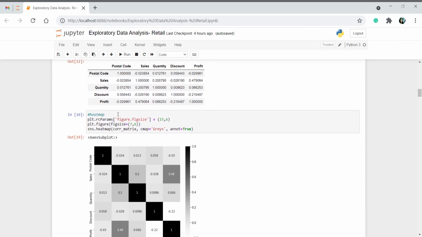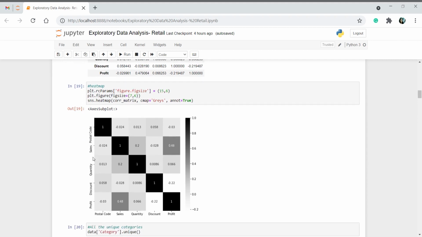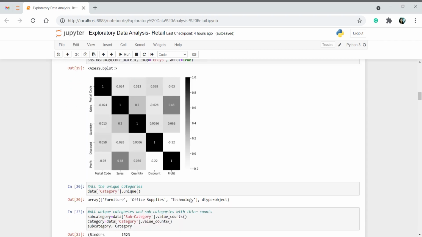As we saw here, the darkest one would be the relationship of a parameter with itself. Then comes the sales with profit. So obviously they are very strongly interdependent on each other. Here also, profit with sales, both the parameters or the factors are strongly interdependent on each other. Then comes sales and quantity here as well.